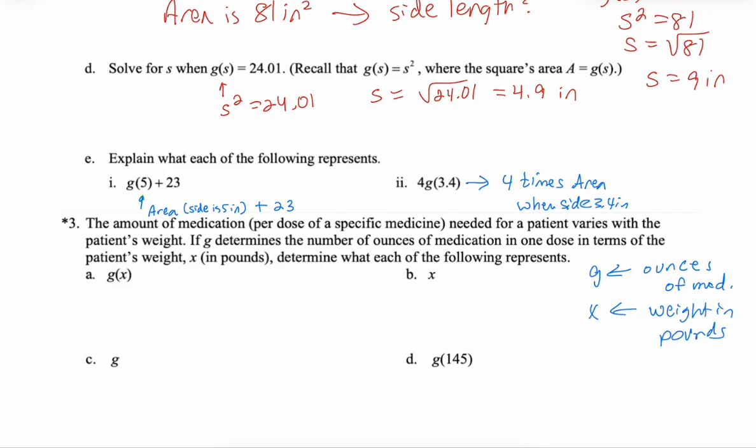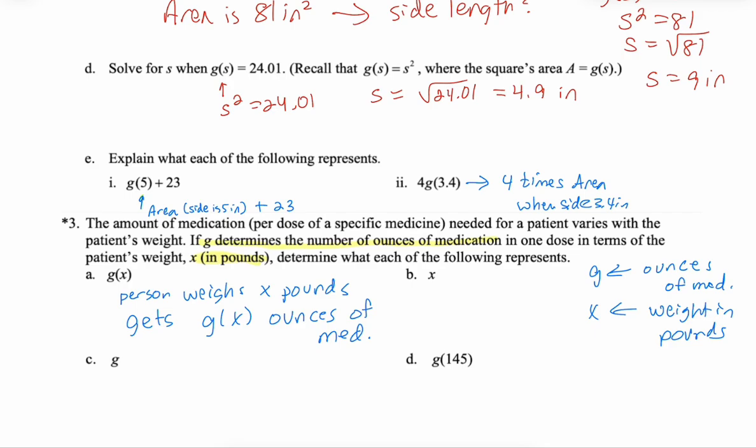So you should always write that down, or you could highlight it. Highlight that important information, those context information clues. Those are always important that we know. So G of X is, let's say that the person weighs X pounds, gets G of X ounces of medication. So that's what it would mean in words.